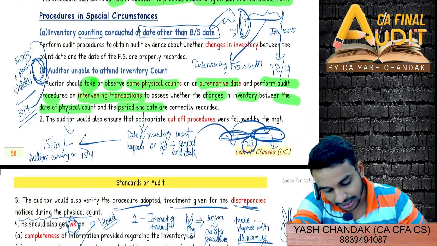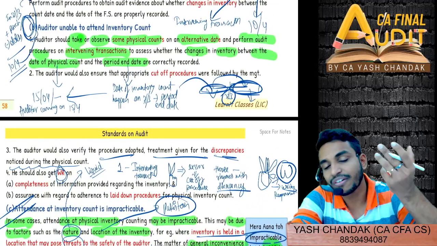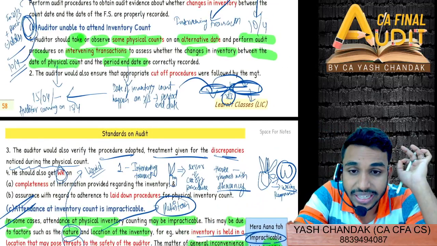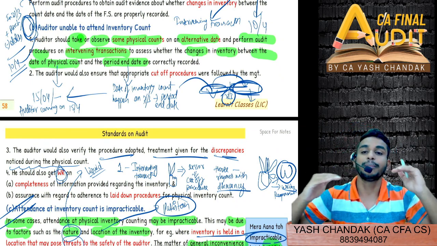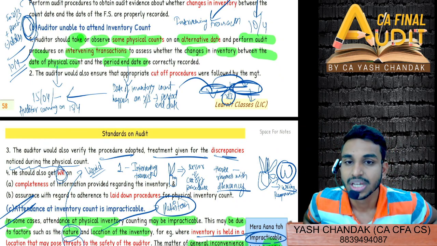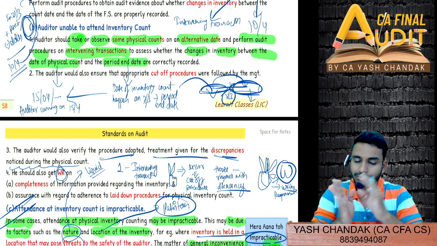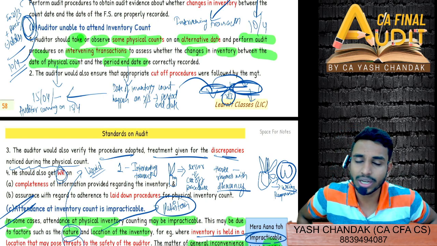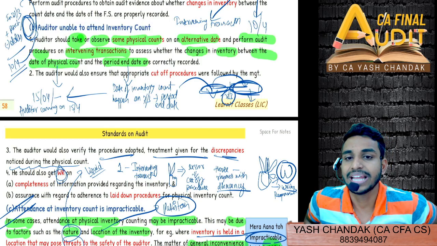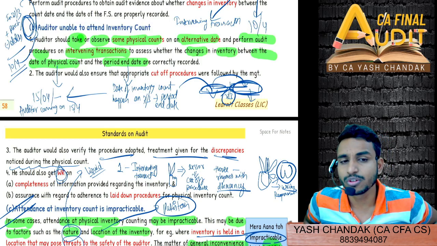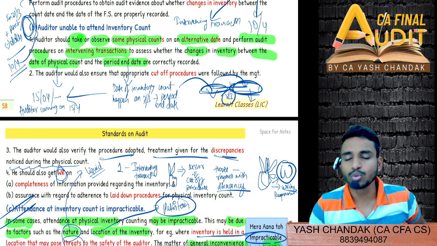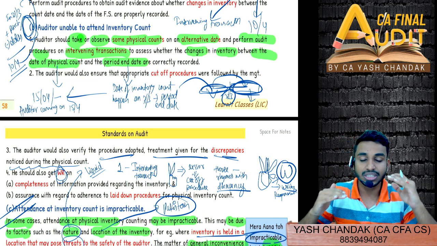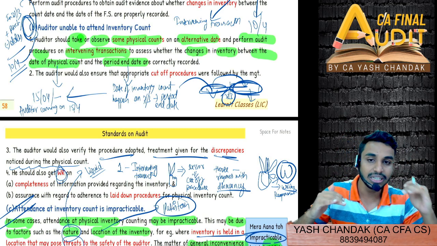Similarly, if you are unable to attend the inventory count, then I told you what? Okay, fine, doesn't matter, just pick another day and visit the inventory counting. That means if you are not able to attend the inventory counting as on 31st March, no problem, you can visit on an alternative day, suppose 10th April, and you should definitely test count something. Test counting and inspecting the inventory you can do, but do not forget to evaluate the intervening transactions, that is, between 1st April and 10th April.